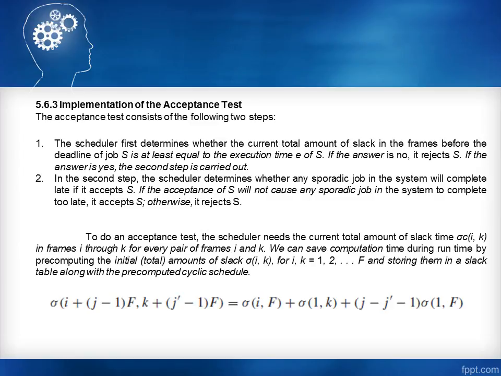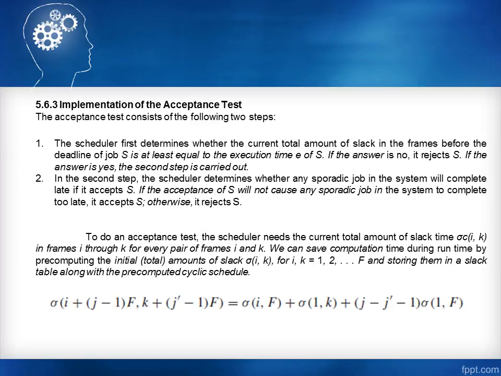In the second step, the scheduler determines whether any sporadic job in the system will complete late if it accepts S. If the acceptance of S will not cause any sporadic job in the system to complete too late, it accepts S, otherwise it rejects S.